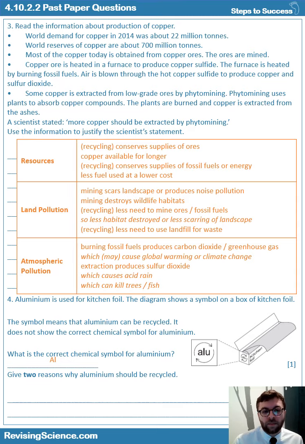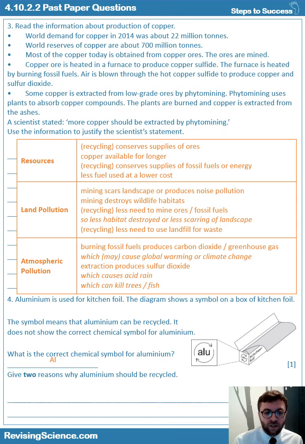We can also think about an atmospheric pollution side. Burning of fossil fuels, which it tells us that we're doing in the question, produces carbon dioxide and other greenhouse gases, and that will go on to cause global warming and climate change. It also tells us in the question that extraction can produce sulfur dioxide, and we know that sulfur dioxide can cause acid rain, and that can go on to kill trees or fish and pollute waterways. So therefore phytomining would reduce these issues.